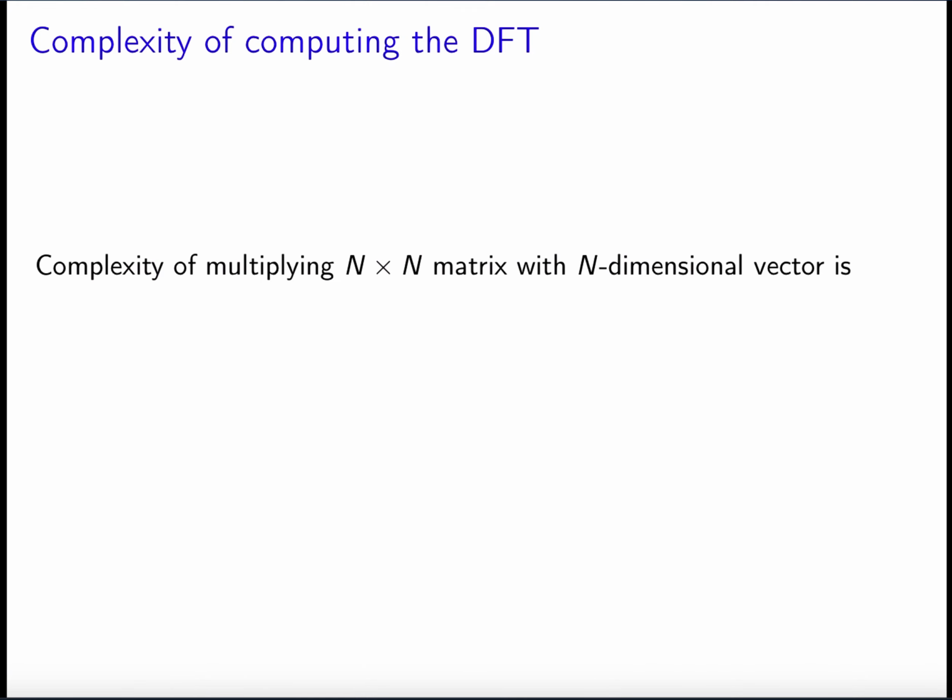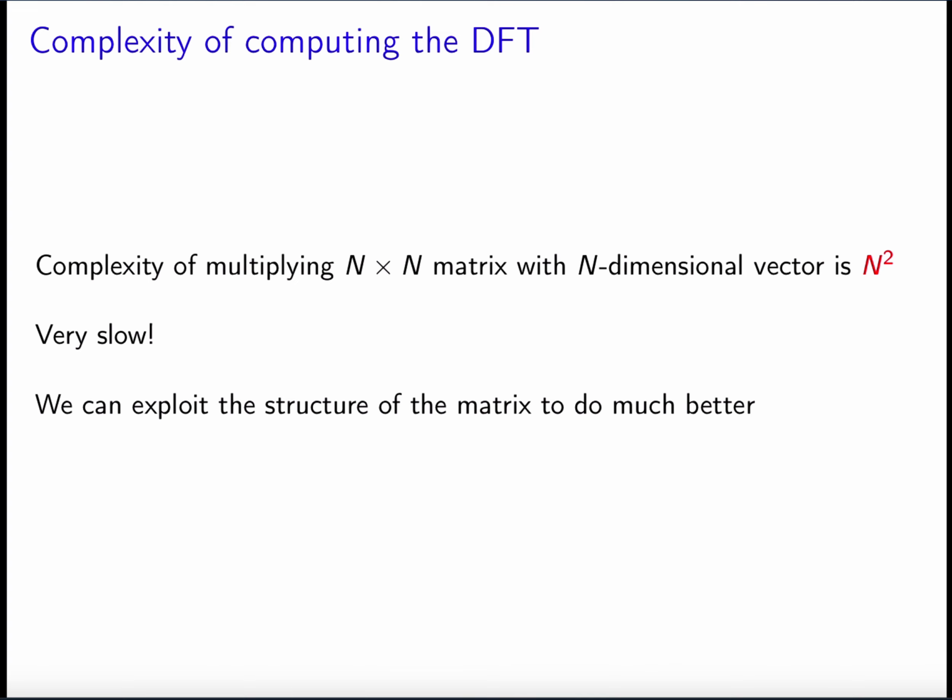The bad news is that if you just compute the DFT naively by multiplying this n times n DFT matrix with the n-dimensional vector, then the complexity, of course, is n squared, because you have n rows, and for each row you're multiplying n numbers and adding them up. So your complexity is n squared, and this is way too large. This would be super slow if we just did this for these large signals that I have just mentioned.